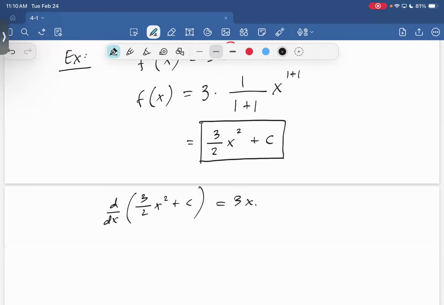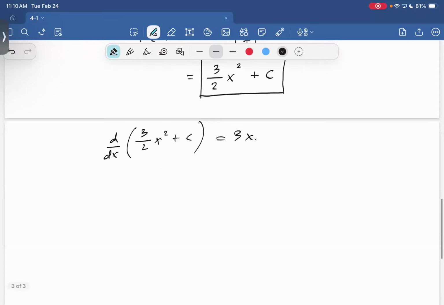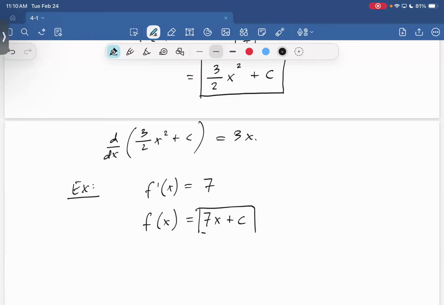Let me do one more. Let's say we had f prime of x equals 7. What would f of x be? 7x plus c, right? Because we're looking for the function that gives us the derivative of 7.